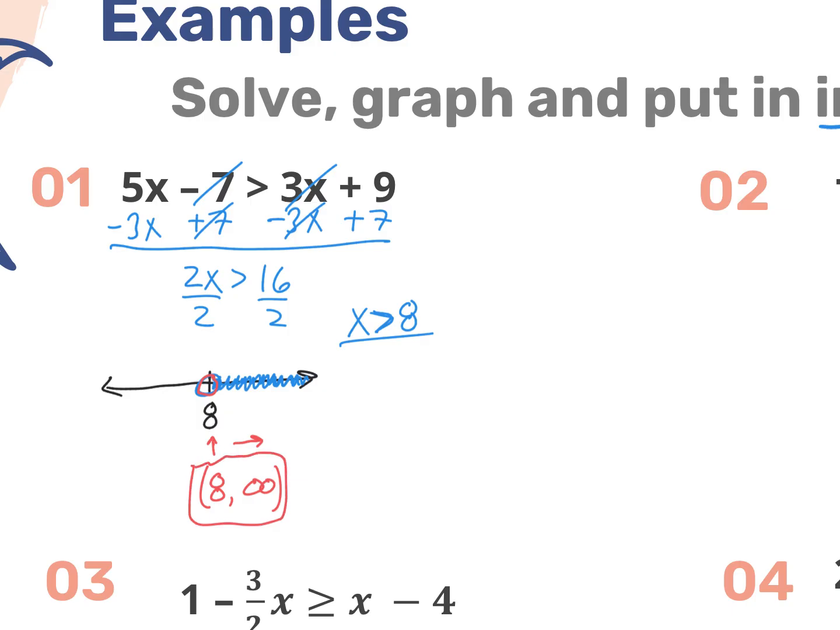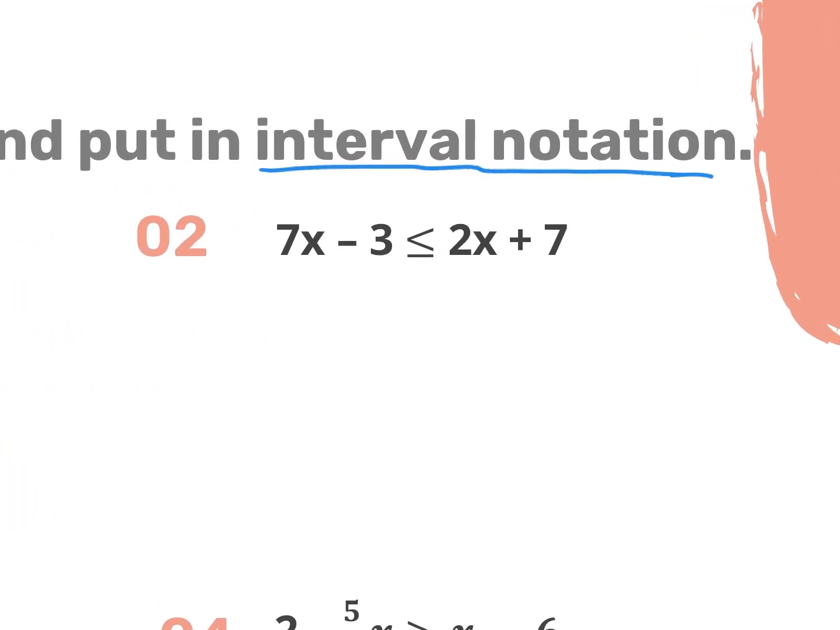Now let's try the same thing over here. Something like 7x minus 3 is less than or equal to 2x plus 7. Just like before, I can subtract 2x on both sides and add the 3. Then the 3s are going to cancel out, and our 2x's are going to cancel out. This gets me 5x is less than or equal to 10. Divide both sides by 5, and I get x is less than or equal to 2.